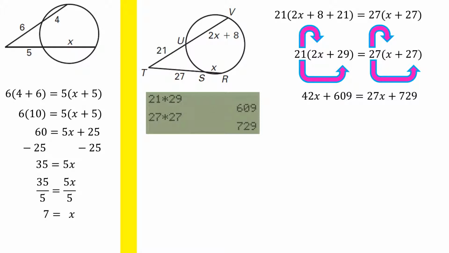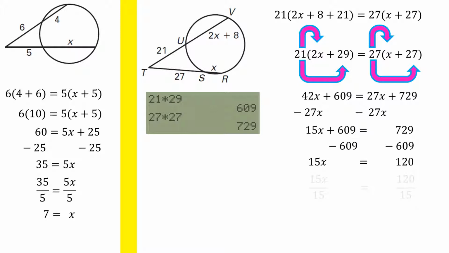Uh-oh, got x's on both sides of the equal sign. So I'm going to subtract 27x from each side. Good news, everything with an x is on the left-hand side. Bad news, that 609 does not have an x. Let's subtract 609 from each side. I don't want 15 times x, I just want x. So to undo the multiplication, I will divide. And I come up with x equals 8. Again, as much as possible, I try to keep my equal sign falling straight down the page.